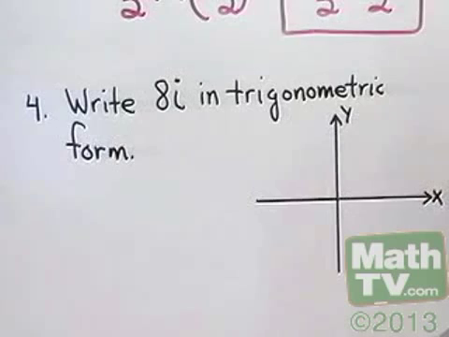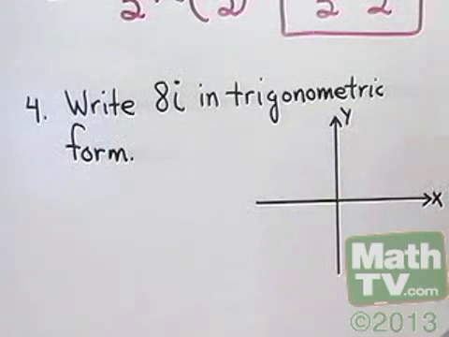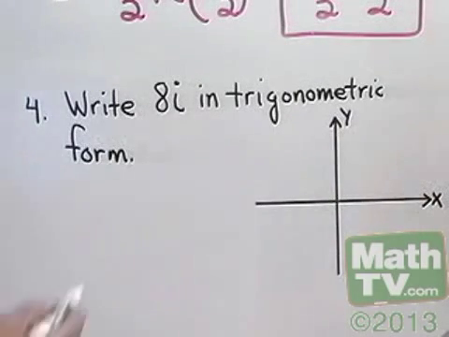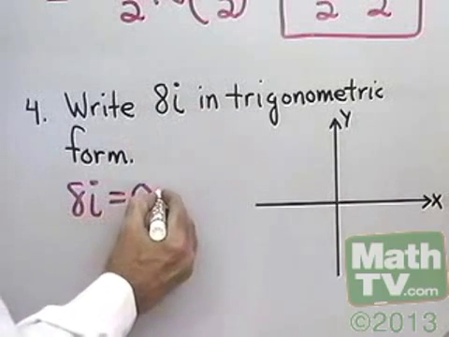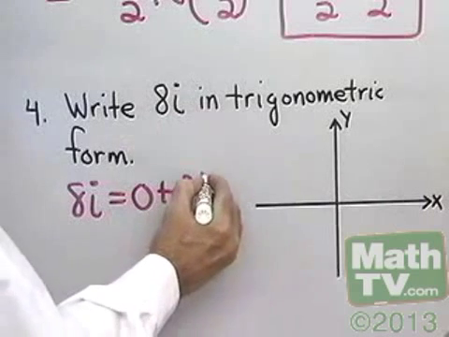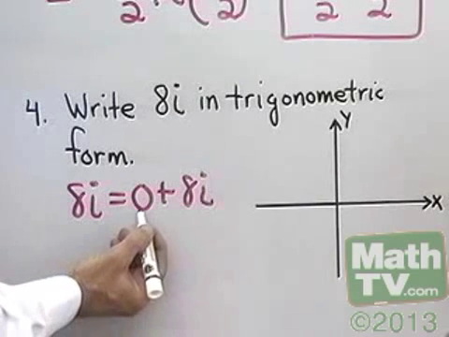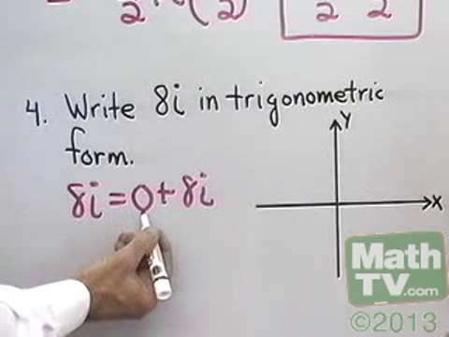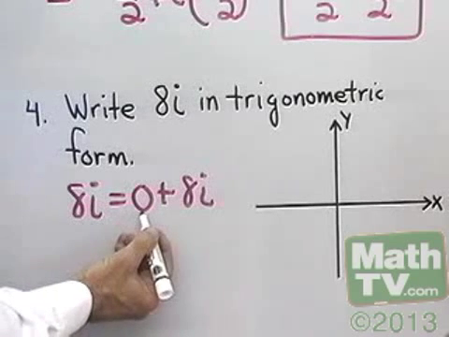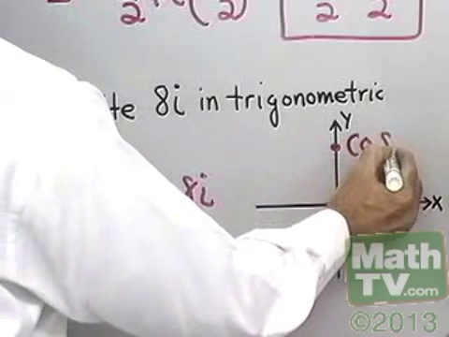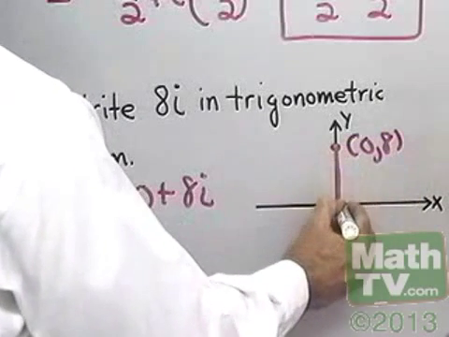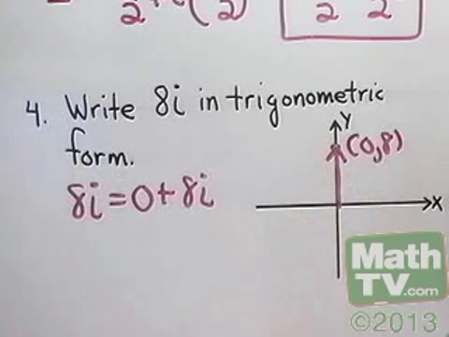Let's write 8i in trigonometric form. We'll go back the other way. Well, 8i is the complex number 0 plus 8i. So the graph of this complex number 8i is going to be the vector that goes from the origin out to the point 0, 8. There's the graph of that complex number.